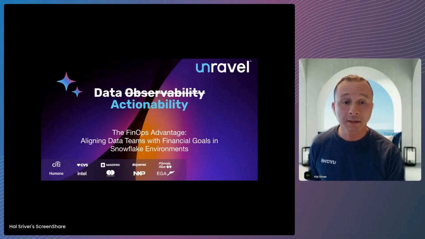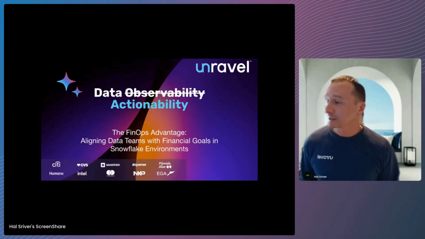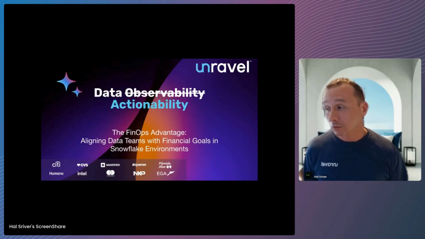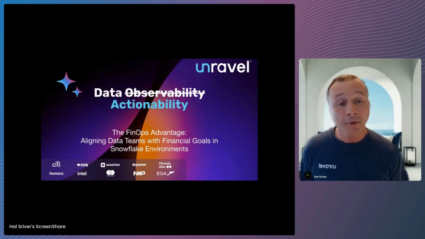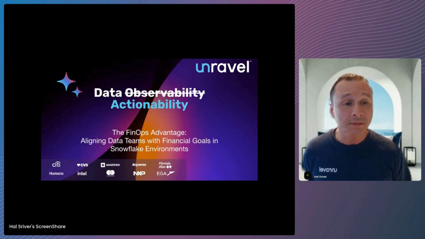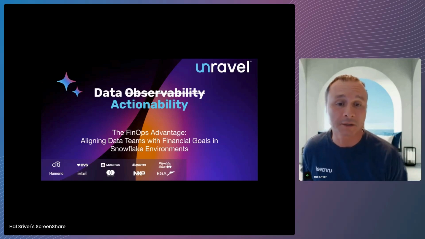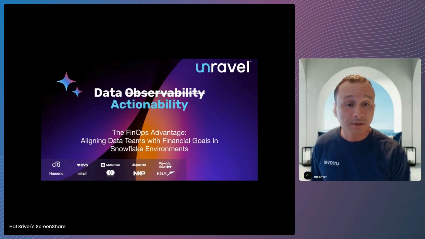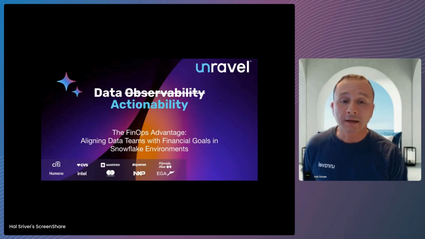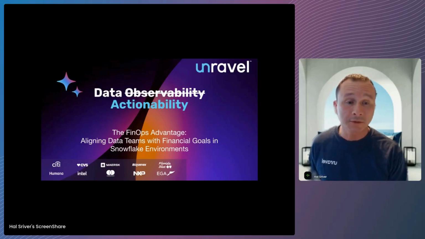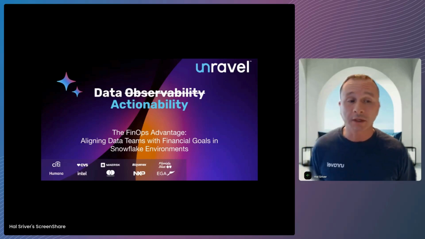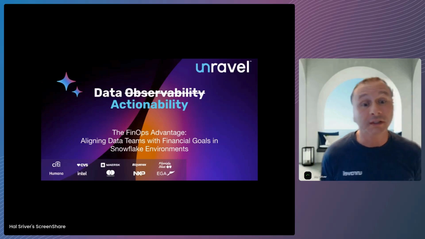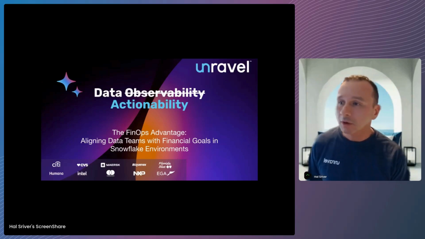So in today's topic, the FinOps advantage, aligning data teams with financial goals in Snowflake environments. As far as today's conversation goes, I'm going to walk you through what FinOps teams today follow in terms of a methodology that's been actually working very well for many customers. Then I'm going to talk about some of the gaps in this methodology and ultimately provide you a demo on how Unravel solves for these gaps. And actually solves for these data teams looking to align their financial goals in their Snowflake environments. Okay, so let's begin.